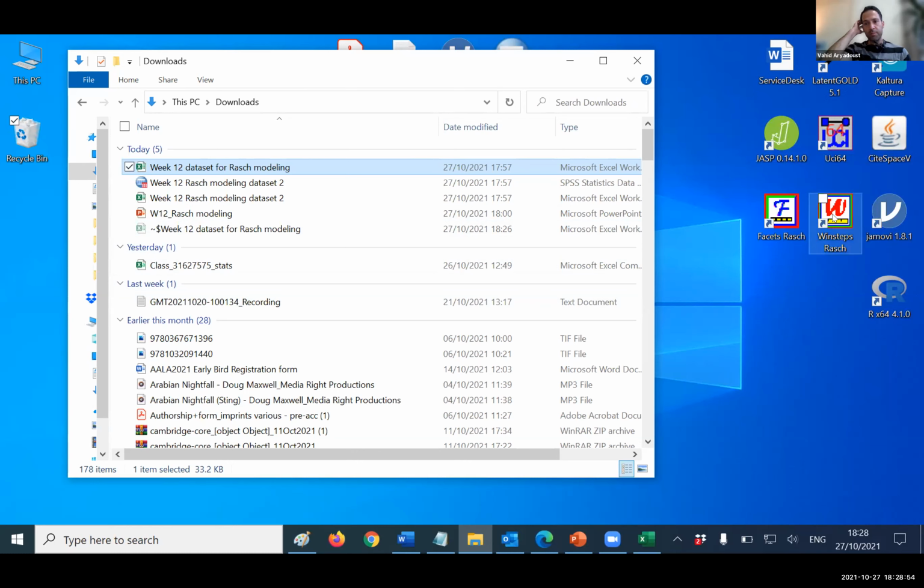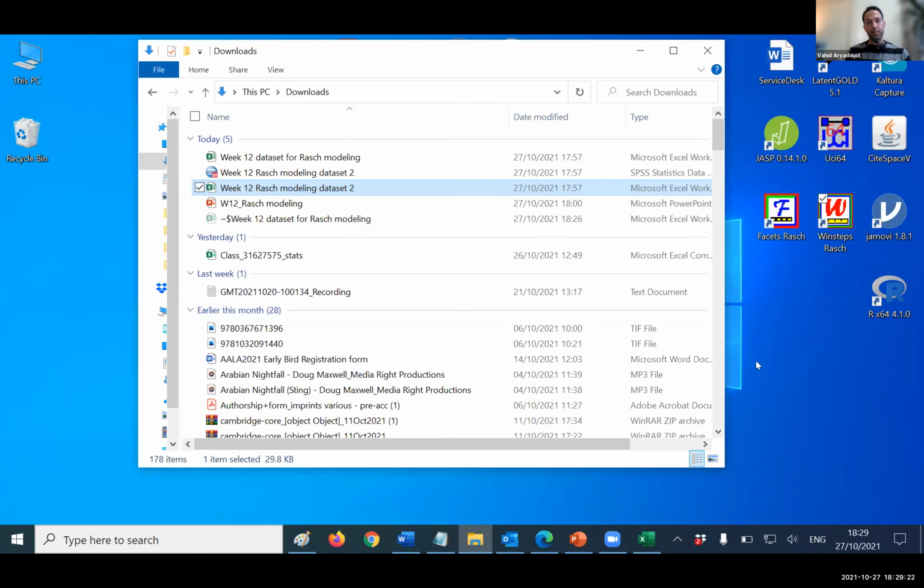Do you all have WinSteps on your machines? I hope so. So the first thing is that you see we have different types of data: Excel sheet, SPSS, and Excel sheet. WinSteps does not automatically read them, so we have to convert them to WinSteps-friendly files. So first of all, let's open WinSteps.